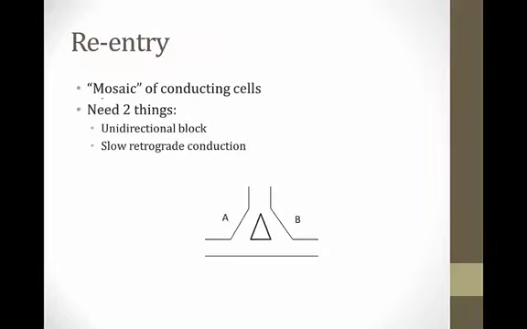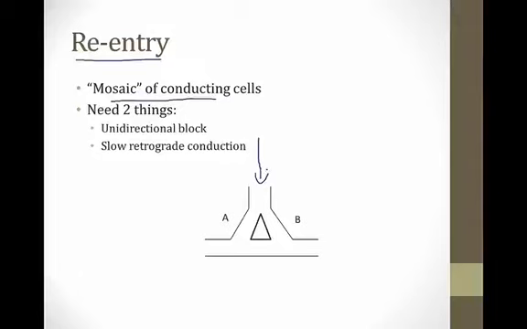Our final mechanism of arrhythmia generation is called reentry. In order for reentry to occur, there must be a mosaic of conducting cells present in the heart, meaning there must be conducting cells that have different electrical properties. In order to understand this, let's look at the diagram I've made on the screen, and let's imagine that an electrical impulse is traveling through the heart and then encounters 2 pathways with different conducting properties. One I've labeled A, one I've labeled B.